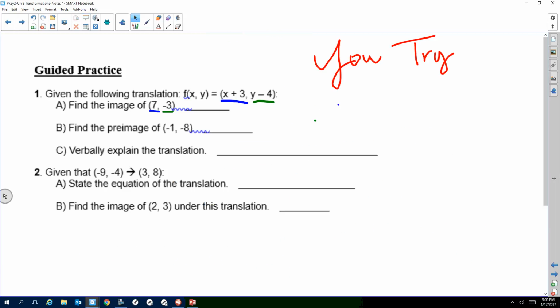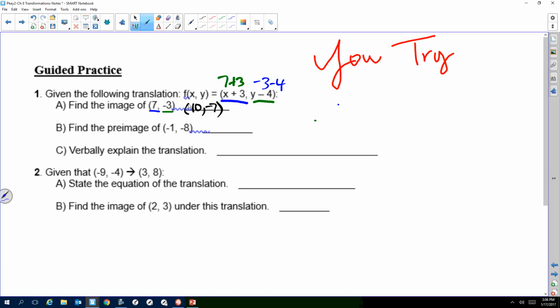Right, so if you get the image, you should have 10, comma, negative 7. Okay, so basically, since the rule says x plus 3, whatever the x coordinate is, you're going to add 3 to it. Well, our x coordinate was 7, so you do 7 plus 3. And then the y was minus 4. Our y coordinate was negative 3, so you do negative 3 minus 4. So that's why you should have 10, comma, negative 7.